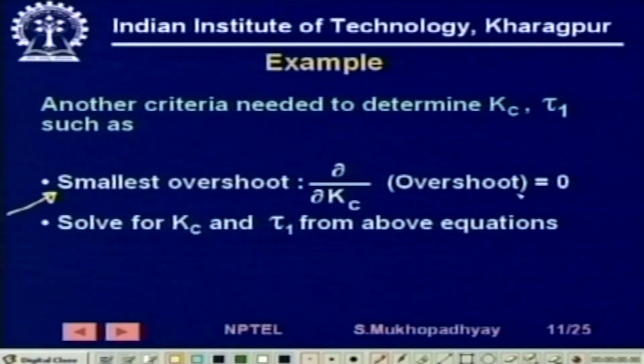So I not only want the overshoots to decay fast, I also want the first overshoot to be small, so that the settling time will become even smaller, right. If I want to do that, then I will take the overshoot function, differentiate it with respect to Kc and then set it to 0. That will give me another equation. So now I have two equations and two unknowns. So now I can solve for Kc and Ti.